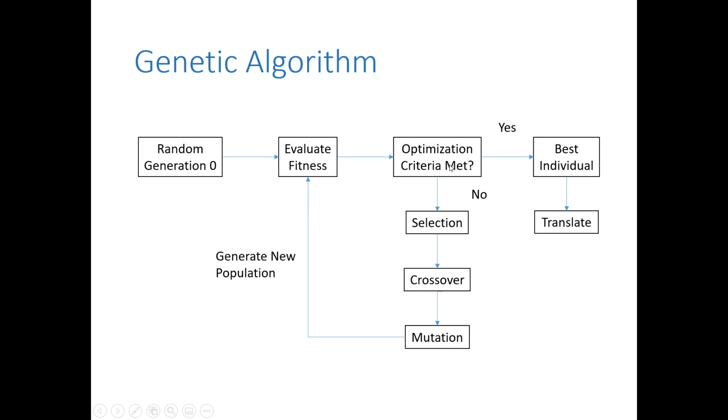So is the optimization criteria met? Have we found the smallest or the biggest value? If yes, then we extract the best individual and we translate it. If no, we have to do these three processes over and over again: selection, crossover, mutation. Once we have done this, we evaluate, and this process repeats until we have found the best individual. Let's see in detail how this can be done.